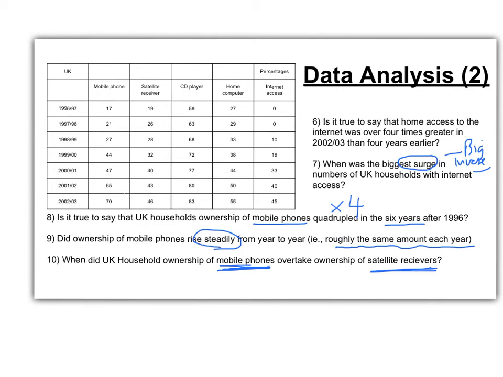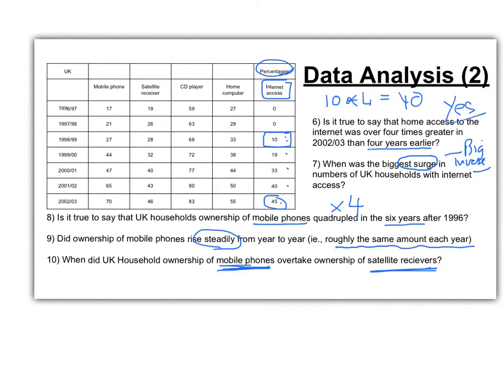So home access to the internet. I'm looking at percentages again. Home access to the internet, 2002 is this figure, and I want to go 4 years earlier. So I go 1, 2, 3, 4, back to this figure. Is it true to say that it's 4 times greater? Yes, because 10 times 4 is 40. 45 is bigger than 40, therefore, yeah.